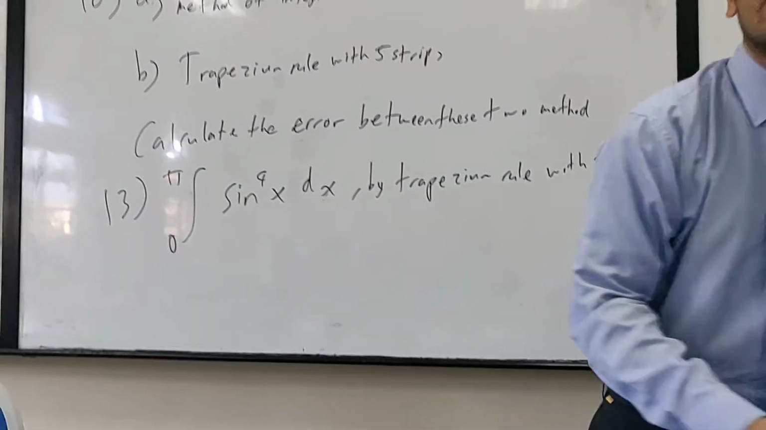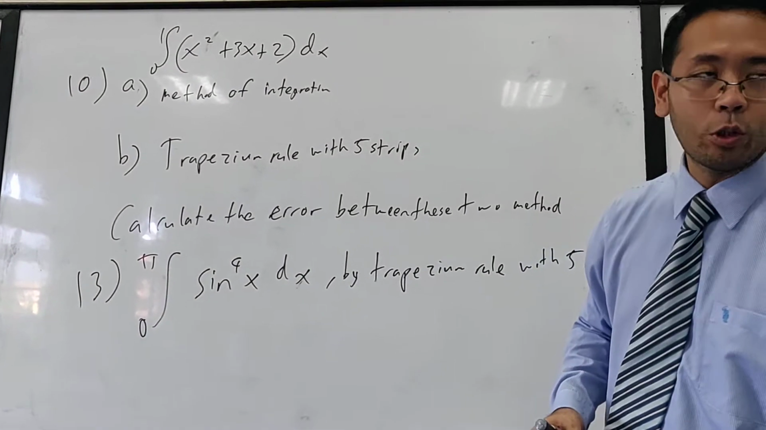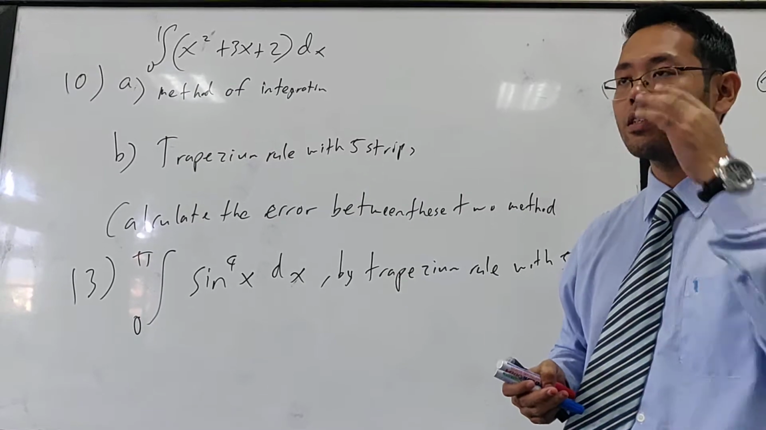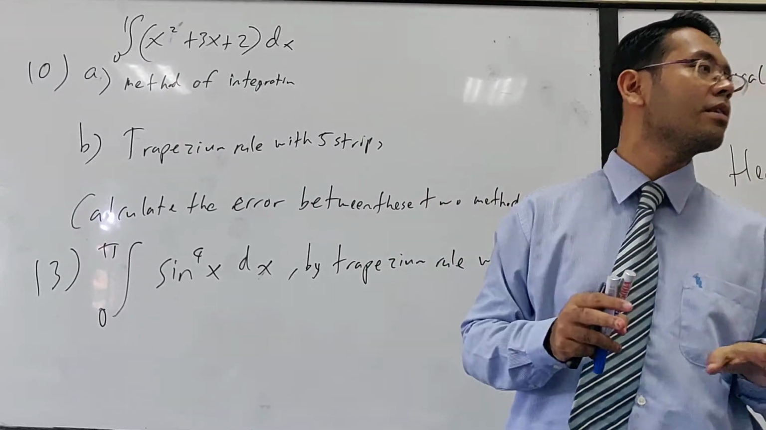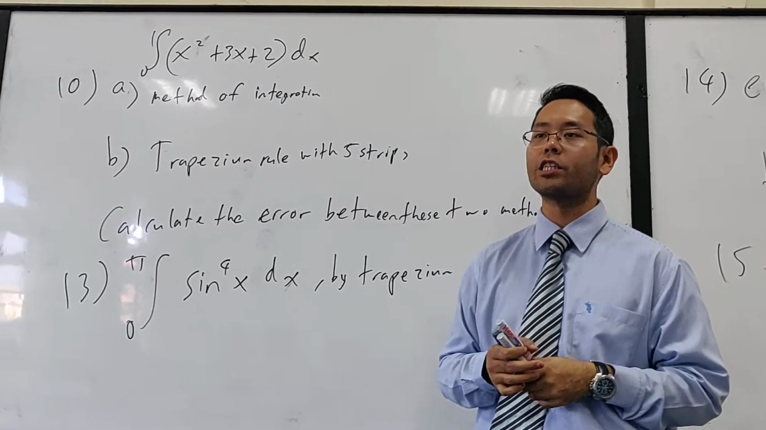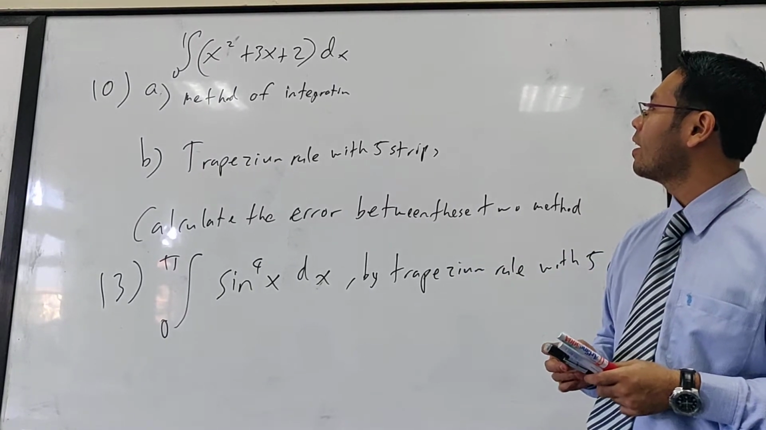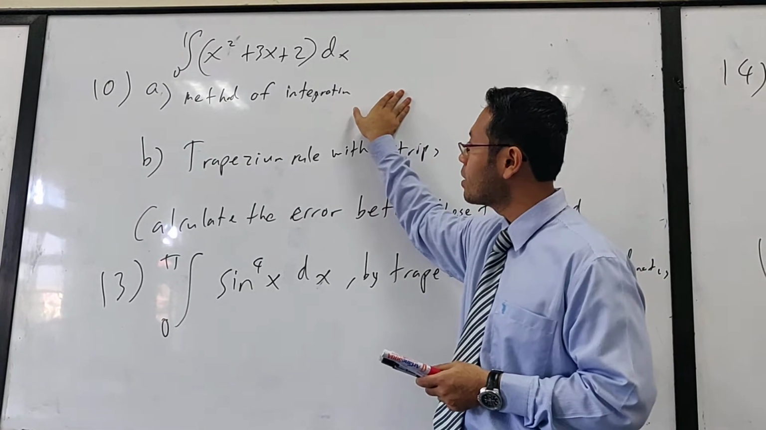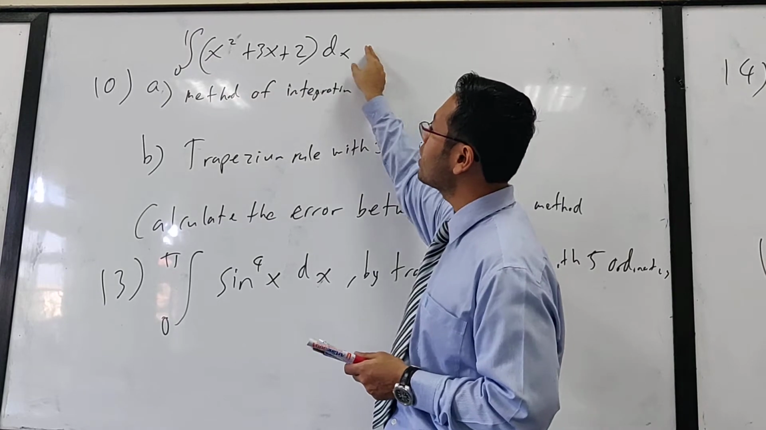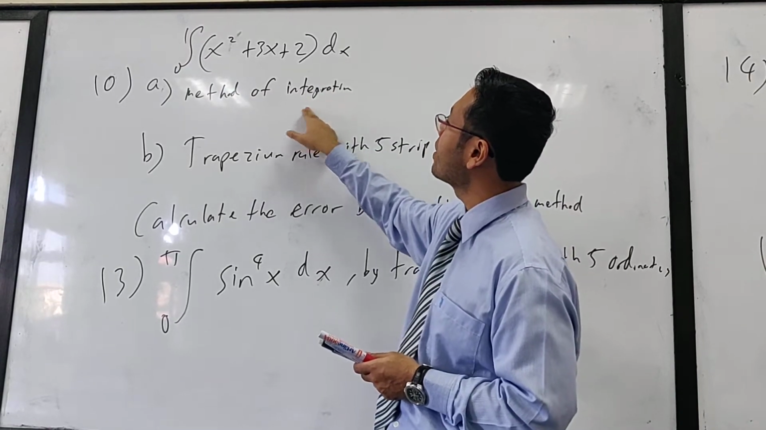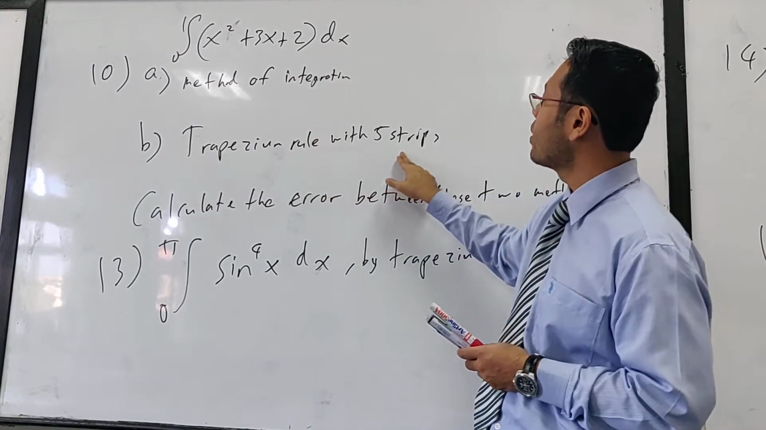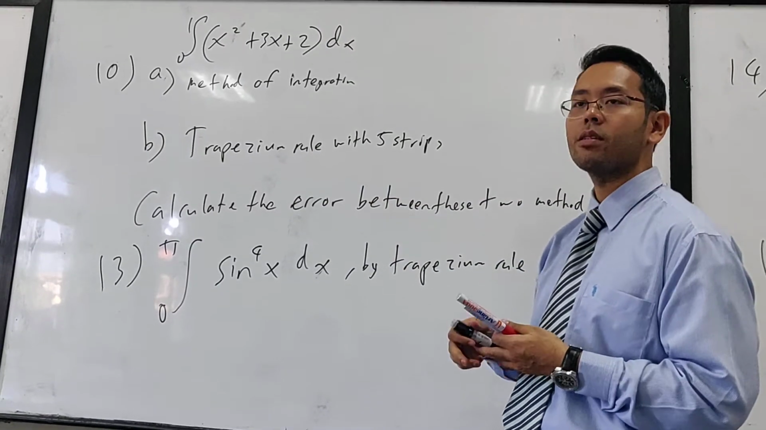Right, let's start. Let's continue a little bit with our trapezium rules. Here is some extra information which I didn't give in the lecture last time. If you read this question, number 10, they give you this equation and they ask you to integrate it by the method of integration. Another one is by using the trapezium rule with 5 strips.